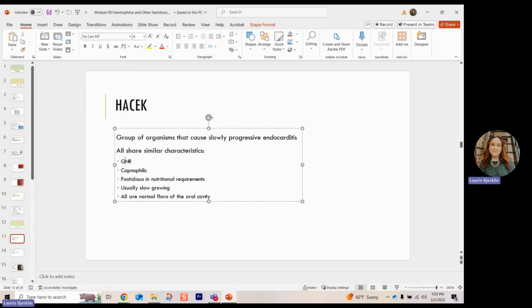So here are the similar characteristics. As I said, they are all Gram-negative rods. They're also all capnophilic, meaning they need extra CO2 levels to grow. They are all fastidious, as I mentioned, so they need extra nutritional requirements.